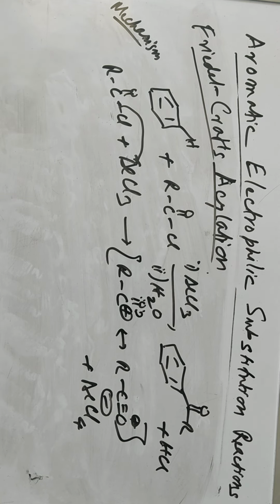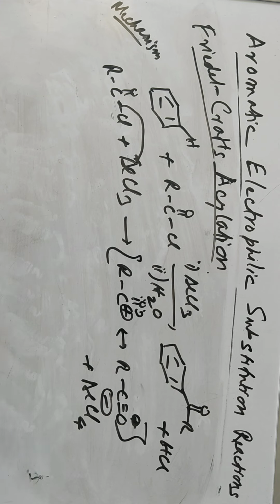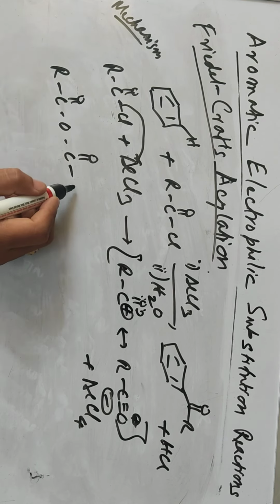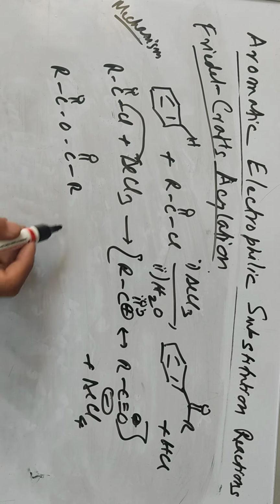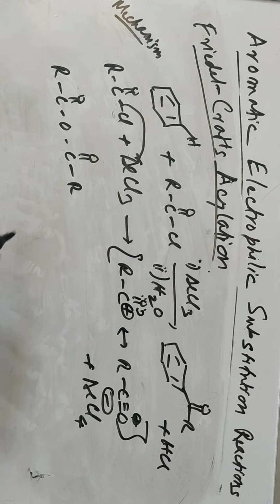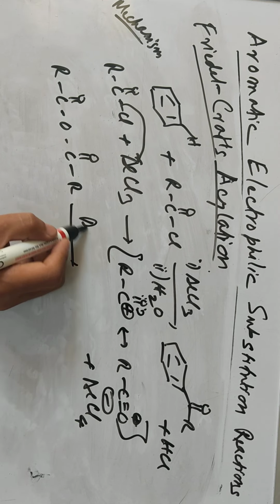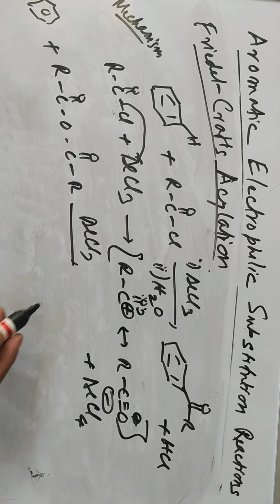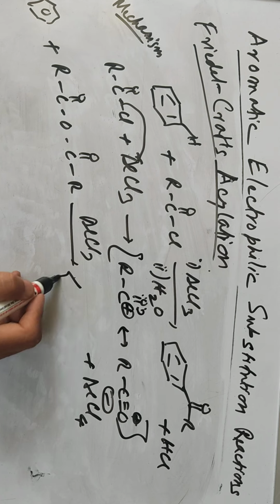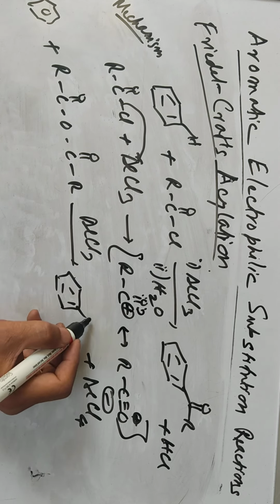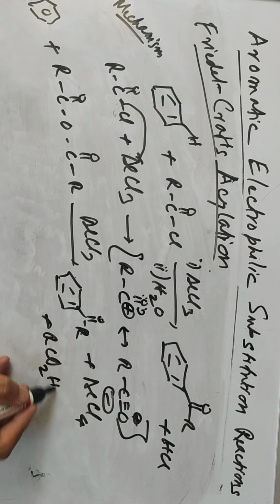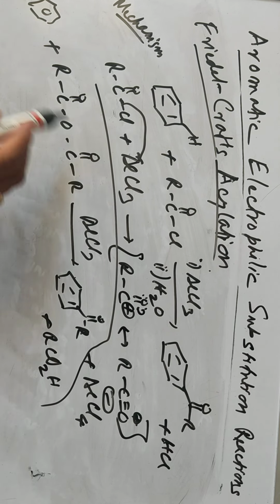Another acylating agent, the electrophile, can also be obtained from an epoxide. The epoxide can be generated like this. In the presence of a higher amount of aluminum chloride, it reacts with benzene. Then you can have an acid formed. The product will be COR plus another acid, RCO2H. So here is another acylating agent.